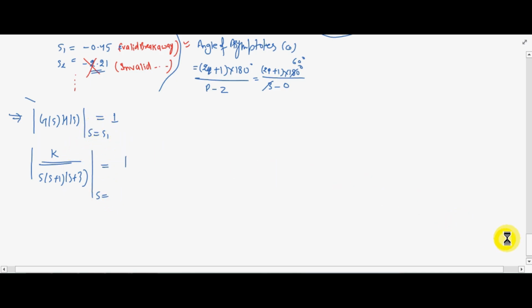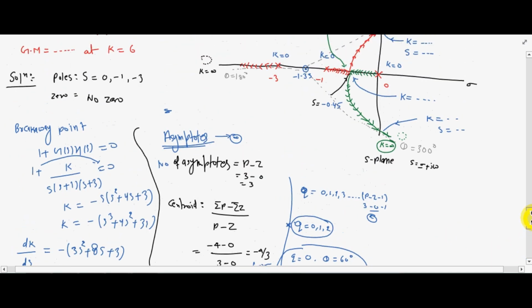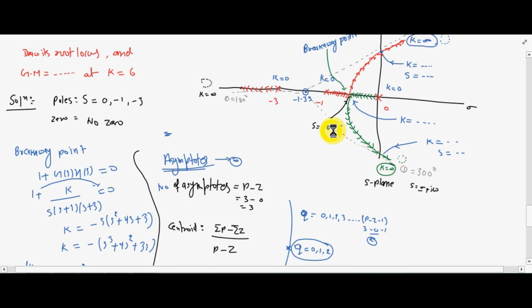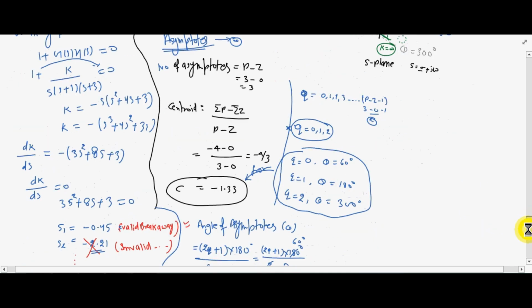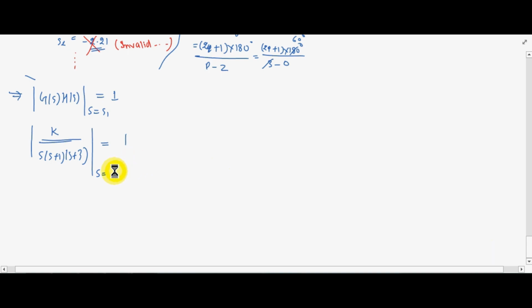Now हमें कहाँ पे कैलकुलेट करना है k की वैल्यू? हमें k की वैल्यू कैलकुलेट करना है s is equal to -0.45. तो s1 की जगह पे क्या लिखेंगे? s1 की जगह पे लिखेंगे -0.45. तो मीन्स s की जगह पे हम क्या पुट करेंगे? -0.45 और इस मॉडुलस वैल्यू को सॉल्व करेंगे तो k की वैल्यू हमें मिलेगी दैट इज द 0.63.